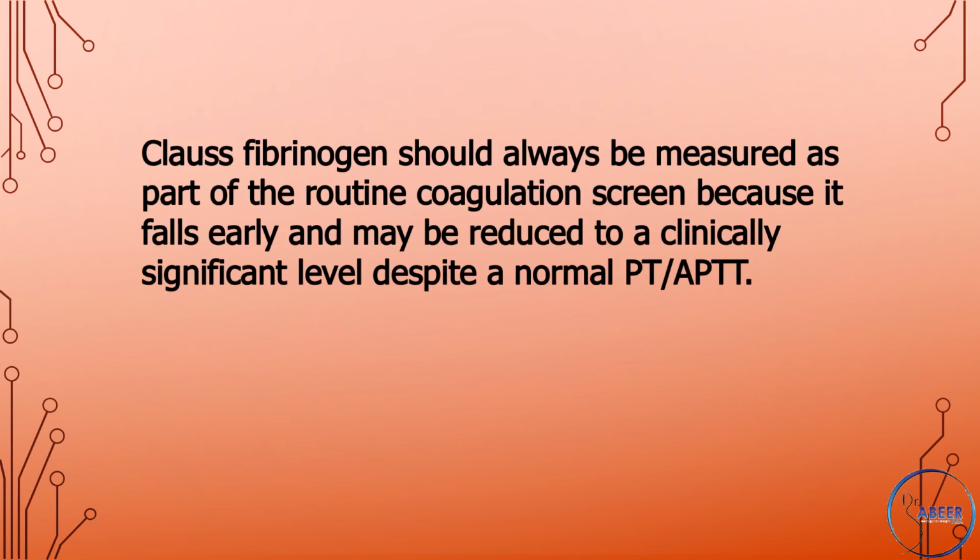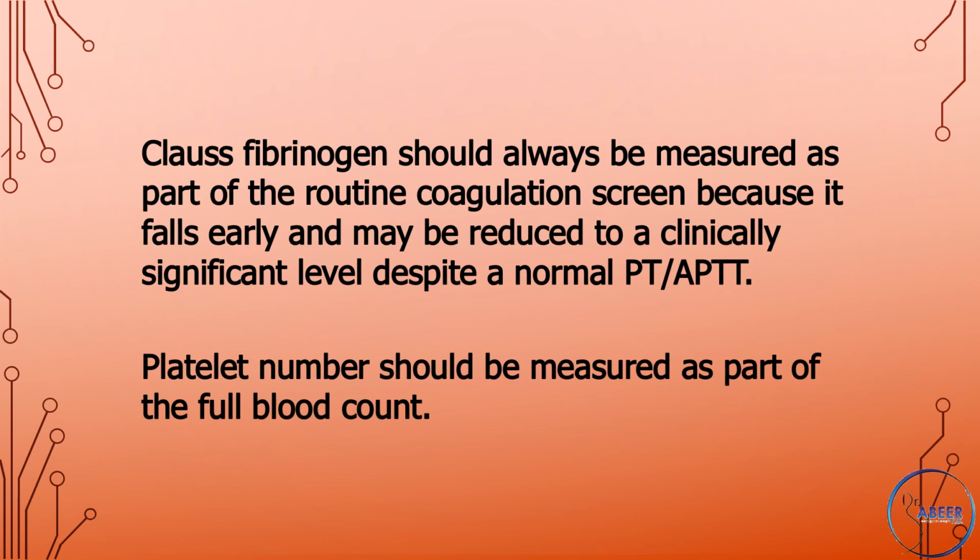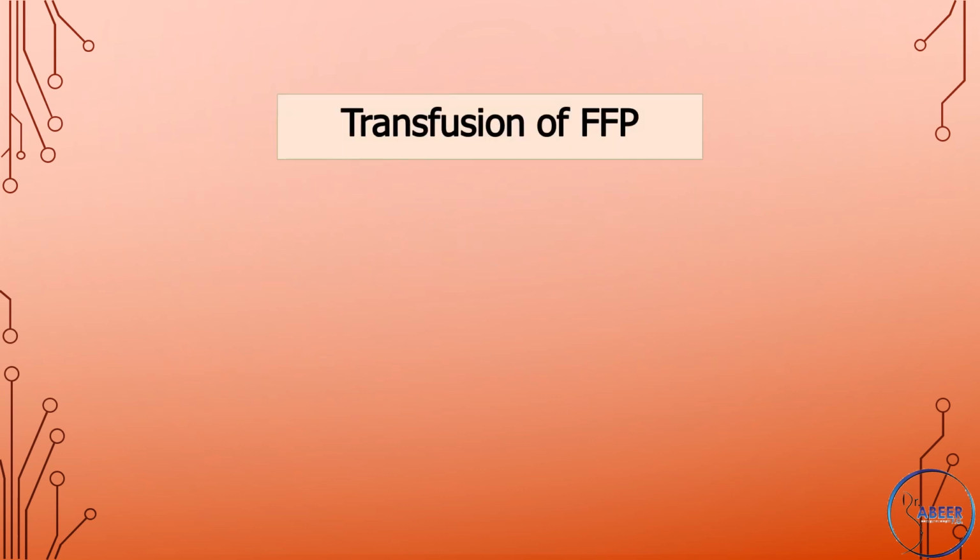Clauss fibrinogen should always be measured as part of the routine coagulation screen because it falls early and may be reduced to a clinically significant level despite a normal prothrombin time or activated partial thromboplastin time. Platelet number should be measured as part of the full blood count. Transfusion of fresh frozen plasma.